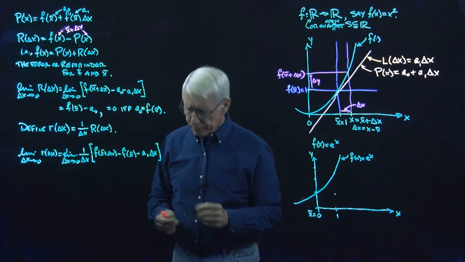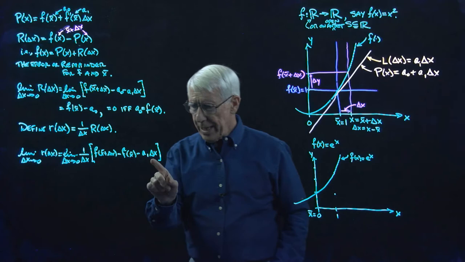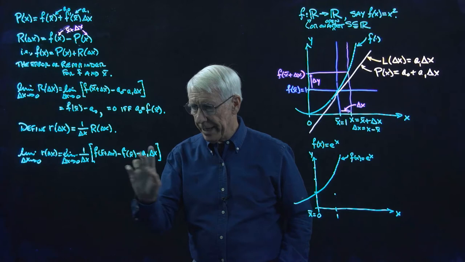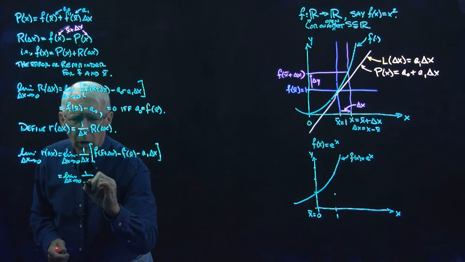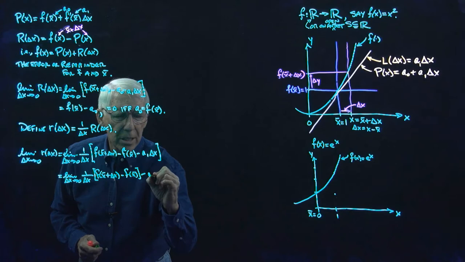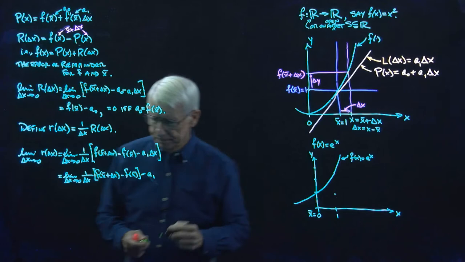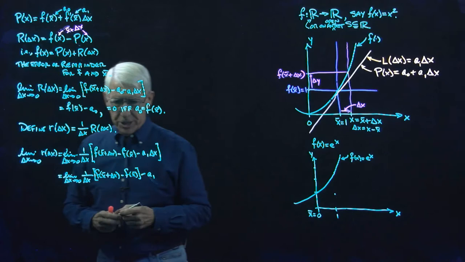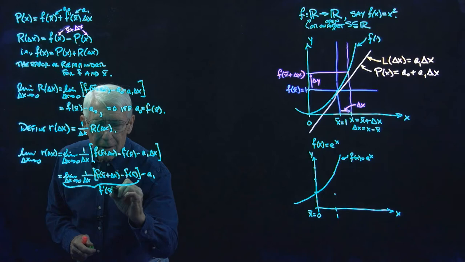Well, now I have the 1 over delta x times this, which is just a1, a number. It doesn't depend on delta x. Delta x in the denominator, delta x in the numerator. So this limit is the same as the limit as delta x goes to 0 of 1 over delta x, f of x bar plus delta x minus f of x bar, minus a1. So that's this limit. And of course, I'm sure you've already noticed that this is just the derivative of f at x bar.